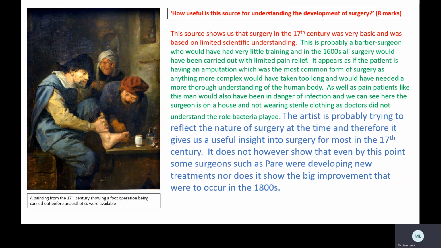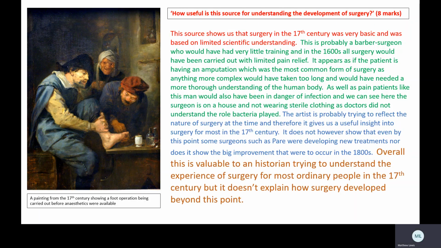And this shows us a point in time, and actually, of course, what we know is that by the 1800s there were huge strides forward in the role of surgery. So it's okay if you want to reflect on why it's limited in some ways, but generally I focus on why it's useful. My final bit here then is I've said it's really valuable if we're trying to understand the development of surgery at this point in the 17th century, when there was limited understanding, but it doesn't help us to understand the development post that, particularly in the early 1800s.